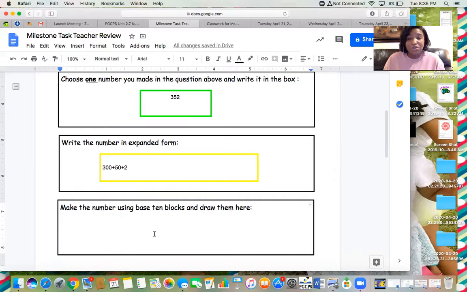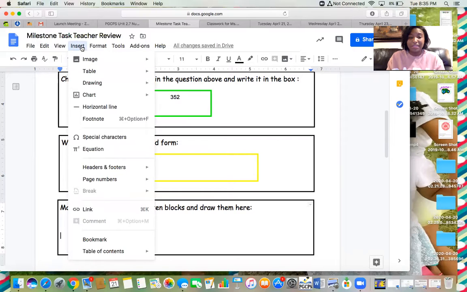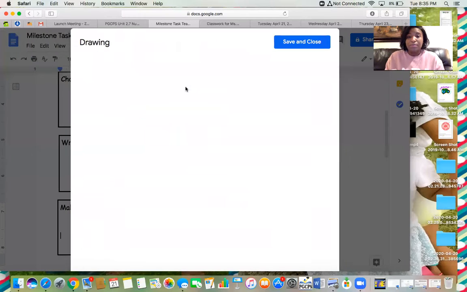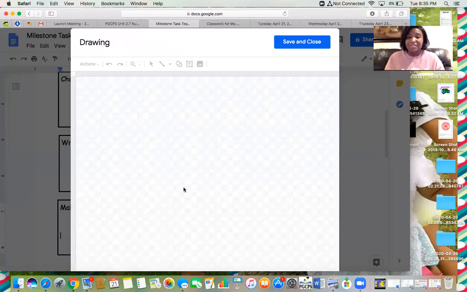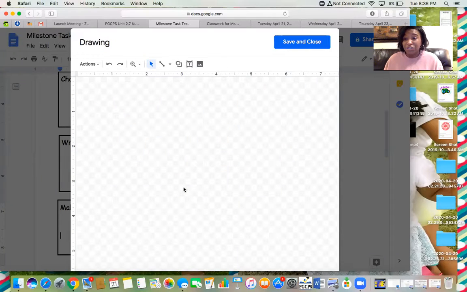So I'm going to show you a new function on my computer to show how you can draw base 10 blocks on your computer. So look at my cursor, follow my cursor with your eyeballs. I'm going up to the word insert. I'm going to click that, and then I'm going to go down to where it says drawing. So when I go to the word drawing, I'm going to go over, and then I'm going to press the word new. I'm going to click that. And then this is my board in order to draw. So my number was 352.